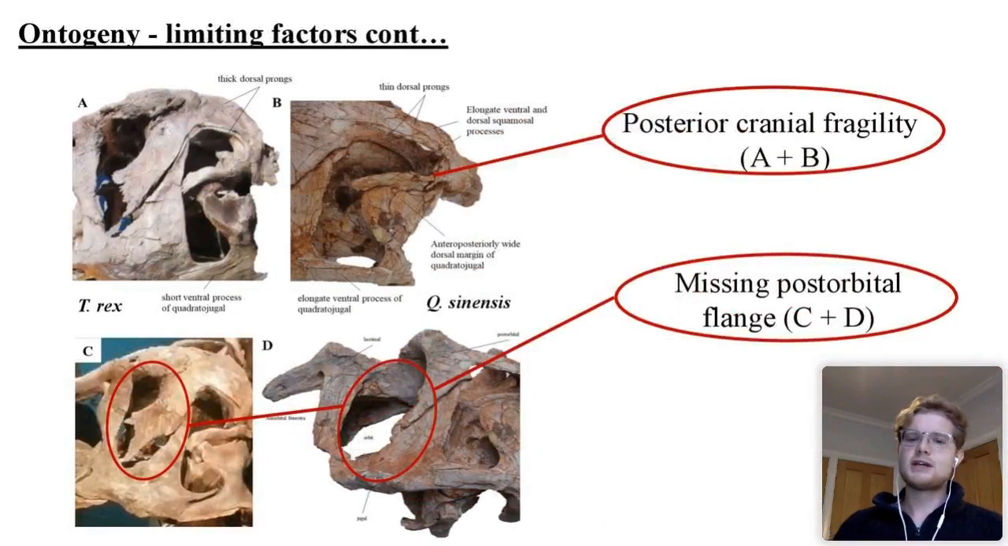Some more limiting factors. There's a general fragility in the posterior cranium. Things like the quadratojugal and the squamosal are mediolaterally quite thin, and the sutures between them aren't very strong. So it sort of suggests this is not a structurally very robust structure. We're also missing this postorbital flange, which in adult tyrannosaurids, figure C there is Tyrannosaurus, comes out from the postorbital and basically cups the eye, and that probably would have increased skull strength. We don't see that in Qianzhousaurus currently. We think we see an incipient condition. So again, like the dentition, it's getting there, but it's nowhere near what we see in large adult tyrannosaurids.